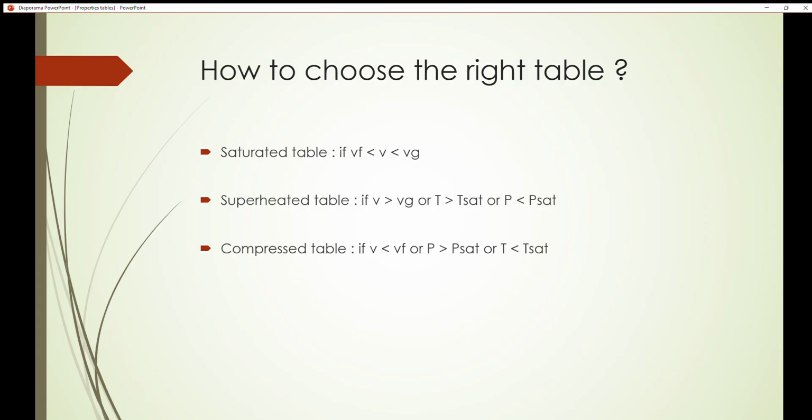So now you know what thermodynamic properties are. You know what the three phases are that we find in the thermodynamic tables, and now you know how to choose, when you do your exercise, the right table to find the thermodynamic properties. So now you have all the tools to have an A in the thermodynamics class.